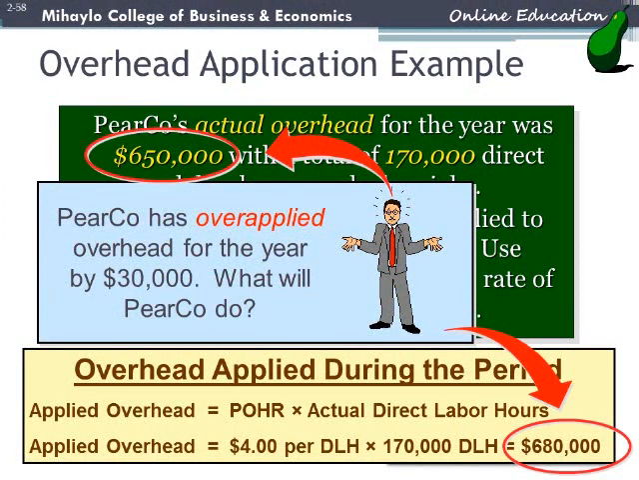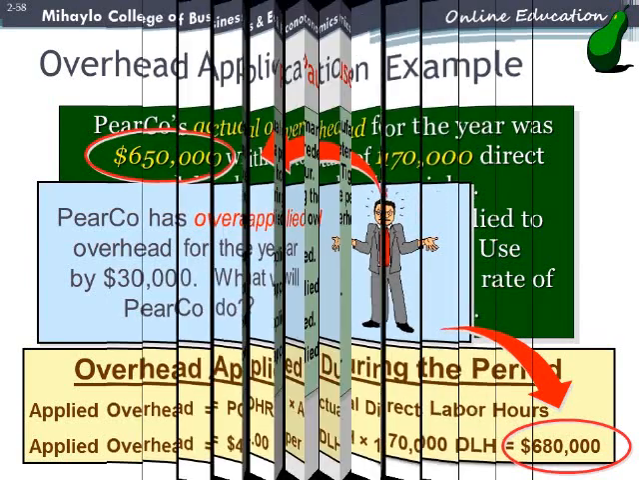The difference between the overhead cost applied to work in process and the actual overhead costs of a period is termed either underapplied or overapplied overhead. Perco incurred actual overhead of $650,000 and applied $680,000. So the company overapplied $30,000 of overhead for the year. How do we dispose of this overapplied overhead?